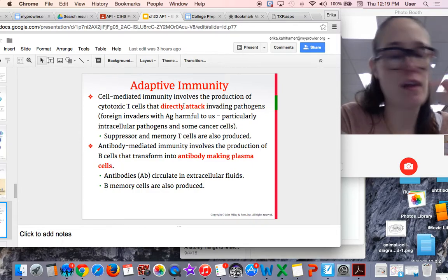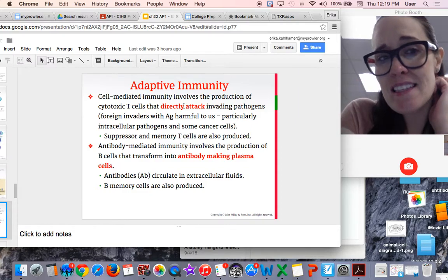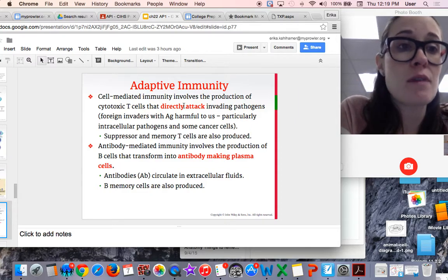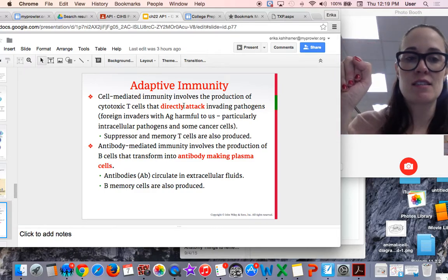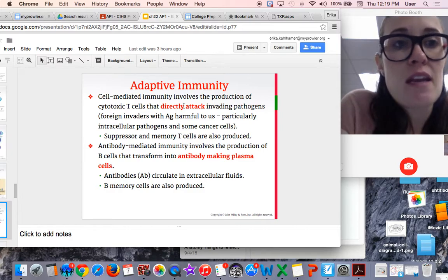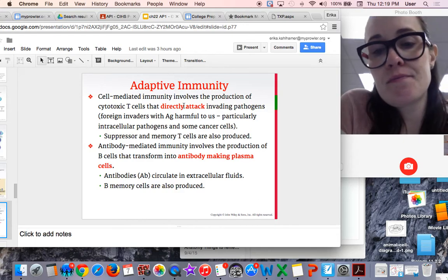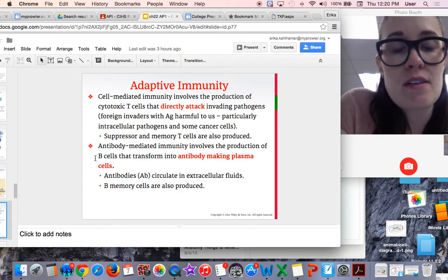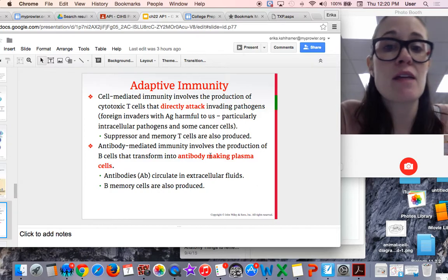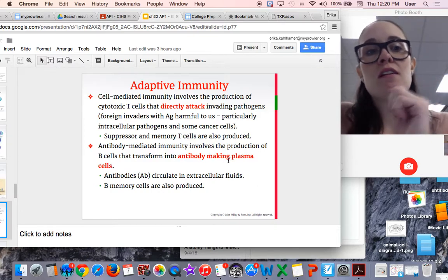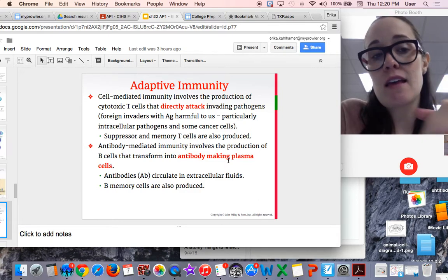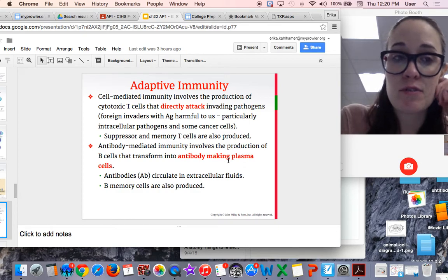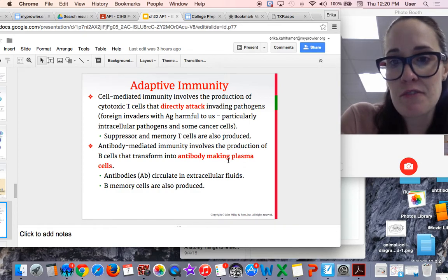The other type of immunity, antibody-mediated, is, think B cells, okay? So over here, cell-mediated is cytotoxic T, antibody-mediated is B cells. So what happens when they're activated by the helper T cells? B cells can transform into antibody-making plasma cells. So the B cell becomes a plasma cell that secretes antibodies. And the antibodies themselves can circulate in the fluids to find the antigens to mark them for destruction.